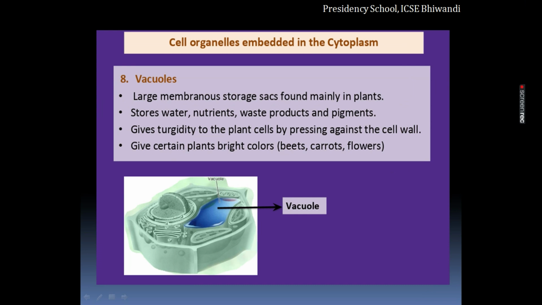Next cell organelle that is embedded inside the cytoplasm are the vacuoles. They are the large membranous storage sacs which are found in plants. They store water, nutrients, waste product and the pigments. They give turgidity to the plant cells by pressing against the cell wall. They give certain plants bright colors.